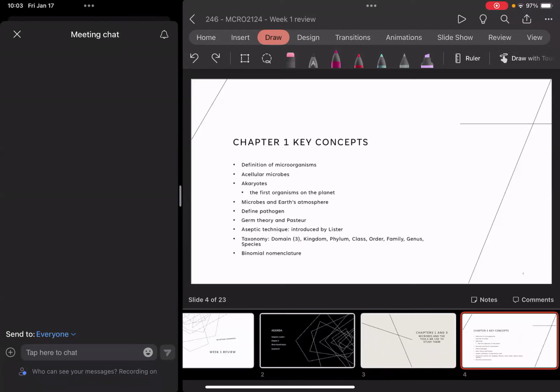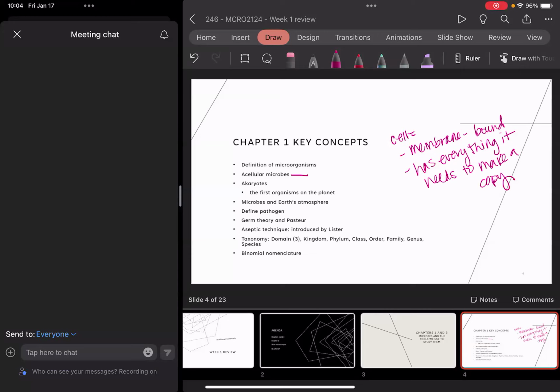All right, so for chapter 1, we discussed what microbes are. We talked about what some of the acellular microbes are. The ones that are acellular do not qualify as having cells or being cells. Remember, a cell is basically a membrane-bound, discrete unit of life, and it can reproduce a copy of itself. It has everything that it needs to make a copy of itself. So acellular microbes don't qualify within this.